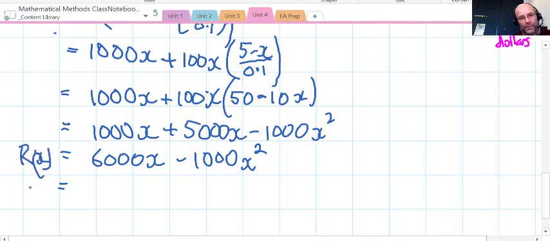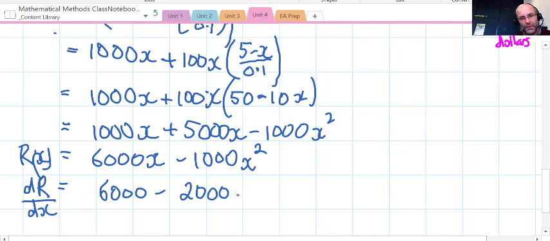So after a long sequence of very easy baby steps, we've got that. That's our revenue function, 6000x minus 1000x squared. That's revenue related to the number of monthly subscriptions, related to the cost of each subscription, sorry, I should say. So what we need to do now is find the first derivative. I'm going to call that dR/dx. Then we have 6000 minus 2000x.